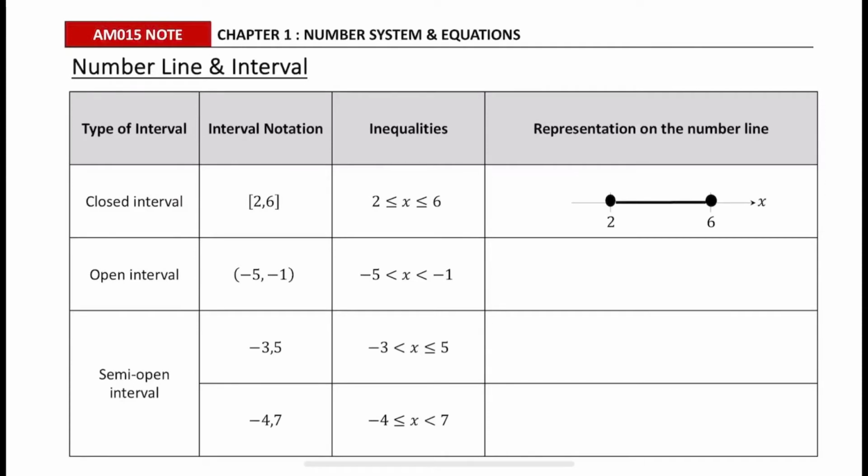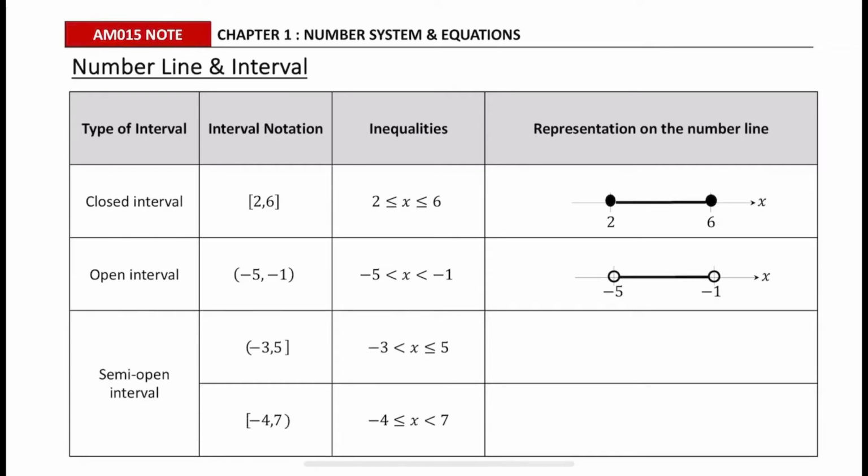Meanwhile, an open interval is written with round bracket. The inequality has no equal sign, and the line has empty circles at both endpoints because it does not include the endpoints. The semi-open interval has two types. One is written with round bracket first and end with square bracket. And the other one is the other way around.